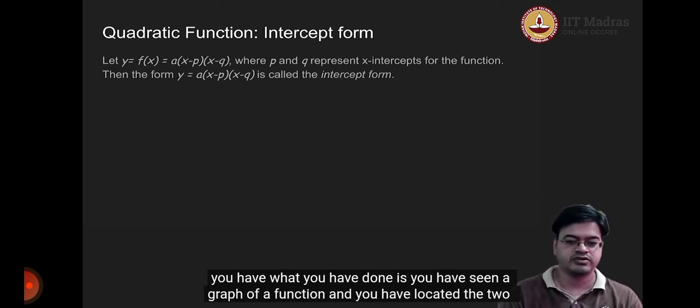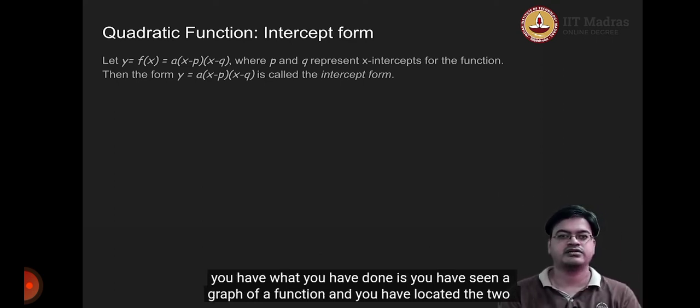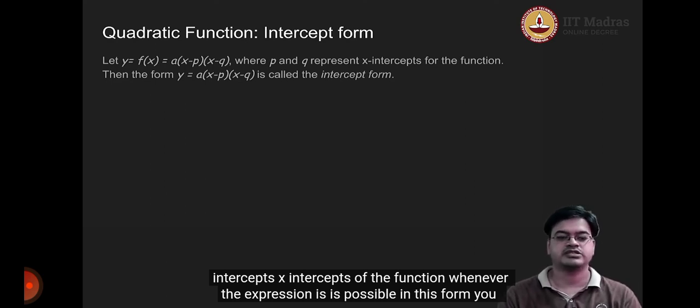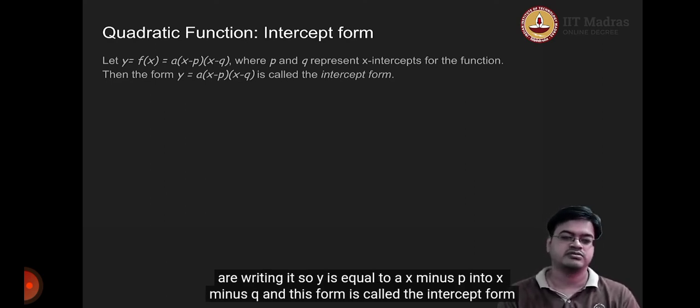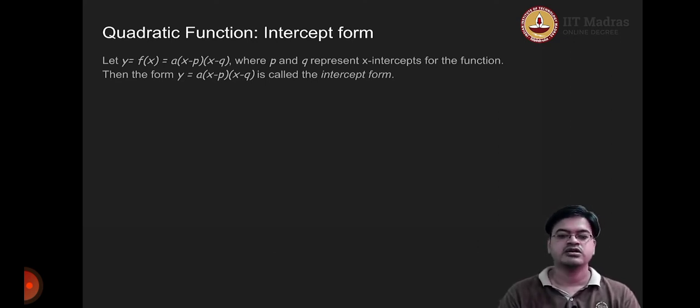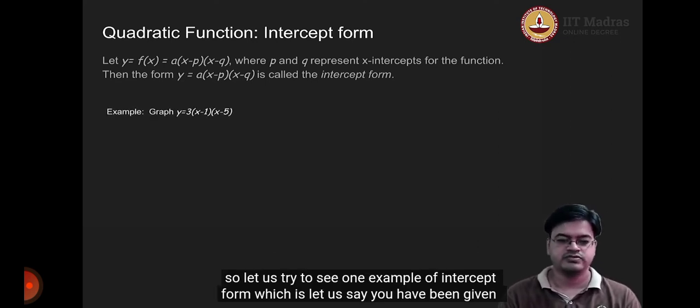So essentially, what you have done is you have seen a graph of a function and you have located the two x-intercepts of the function. Whenever the expression is possible in this form, you are writing it. So y is equal to a(x minus p)(x minus q), and this form is called the intercept form. So let us try to see one example of intercept form.